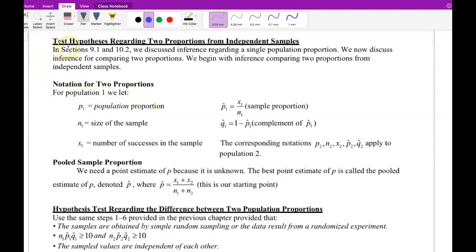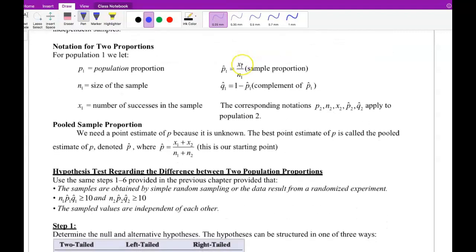Hello everyone, in this part we have test hypothesis regarding two proportions from independent samples. So in this part we have two proportions. What that means, we're gonna have two populations. The first one here is P1, the population proportion, N1 is the size of the sample for the first population, and X1 is the number of successes in the sample for the first population.